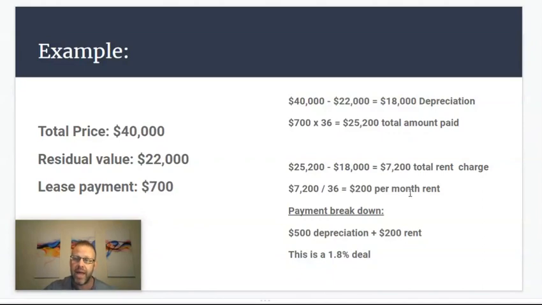And if you look back at the payment breakdown, the depreciation is this 18,000. If you divide that by 36, that'll give you 500. So $500 of the payment is the depreciation. The $200 is the rent, and that added together gives us the total amount of $700 lease payment. And if you do the 1 to 2% scale on this, you get a 1.8% deal. And you would have already figured out this is not a good deal without ever doing this breakdown.